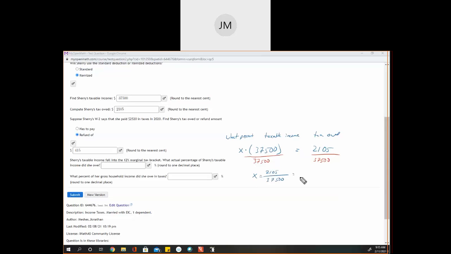So when I divide this, I get 0.0561 repeating. If I turn this into a percentage, I will get 5.613%. It says just round to one decimal, so I could just write 5.6%.